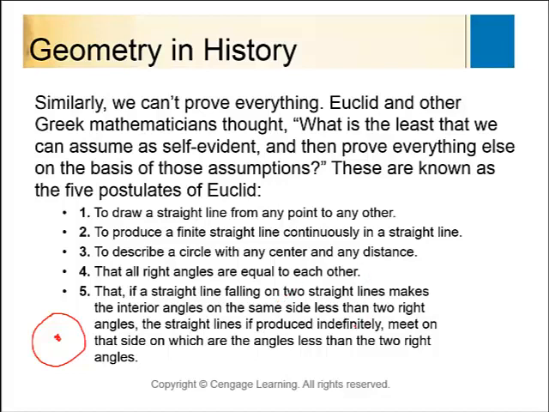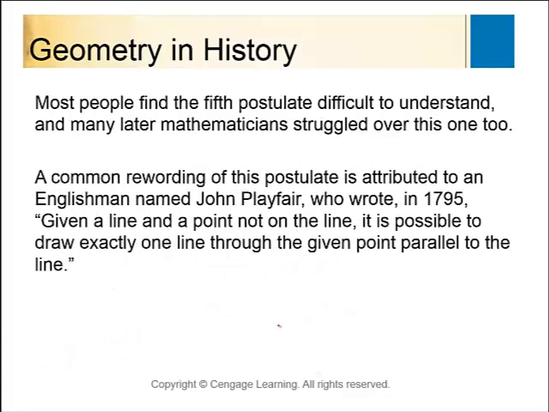Now, this last one doesn't really make a whole lot of sense if you're trying to figure out what in the world it means. However, there was an Englishman that made a lot of sense of it, and what he says is if you're given a line, so a straight line continues on and on forever, and you've got a point and it's not on that line. So here's a point, it's not on that line. It's possible to draw exactly, and exactly means no more, no less, means can't draw two.